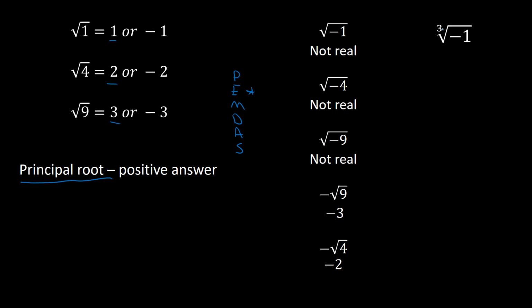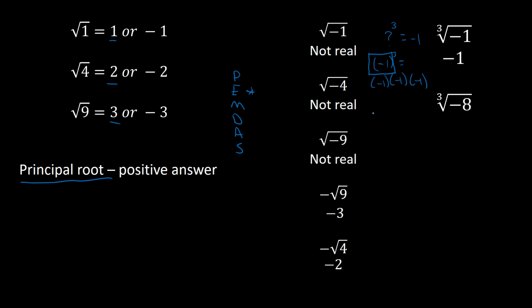Now up here, notice instead of a square root of negative 1, we have a cube root of negative 1. The cube root of a negative 1 would actually have a solution, because we're asking ourselves what cubed gives you negative 1. Well, that's going to be negative 1, because if we take negative 1 cubed, that's negative 1 times negative 1 times negative 1, which would be negative 1. So the cube root of negative 1 would actually have a solution.